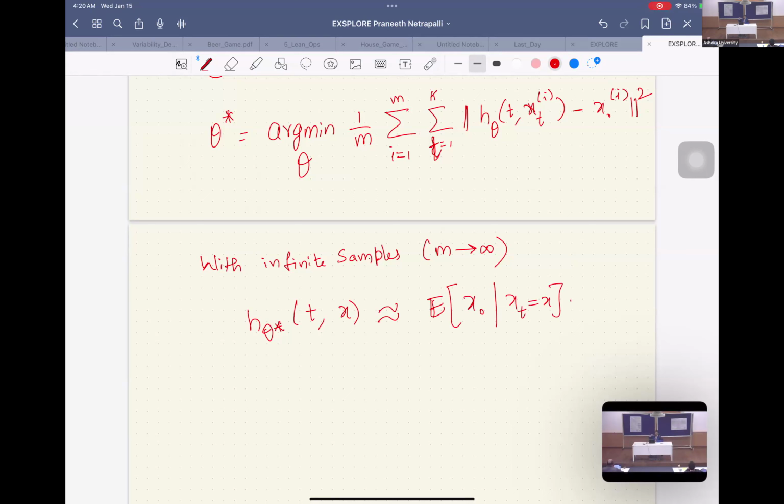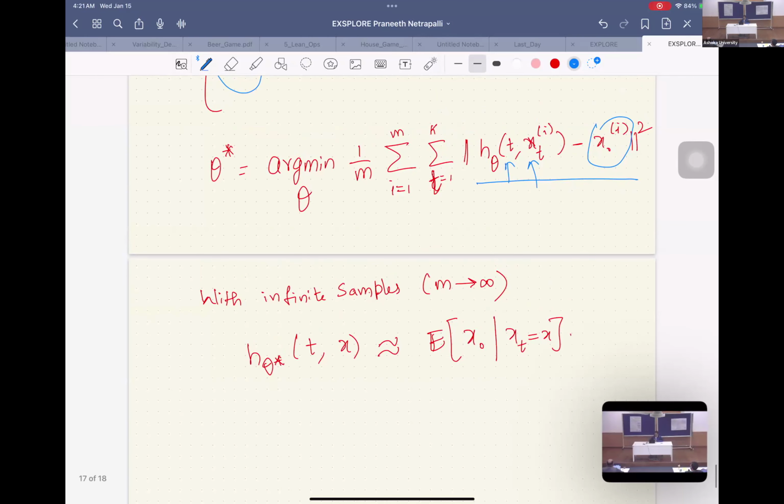So we have all these samples, and we are doing this minimization in this step to find the best parameters theta. Because we are trying to minimize the mean square error, what we will get is the conditional expectation. Conditional expectation of what? It will be the conditional expectation of x0, the starting point, given what is given to us: we know that we are at time step t, and the current value is x. So h theta star of t comma x is going to be an approximation of the expected value of x0, where we started from, given xt equal to x. Okay. So once we do this score function estimate, we have everything we need to implement the algorithm.